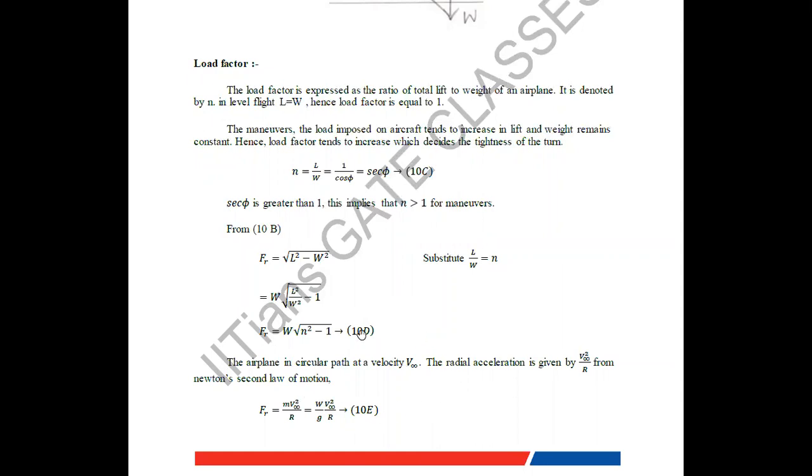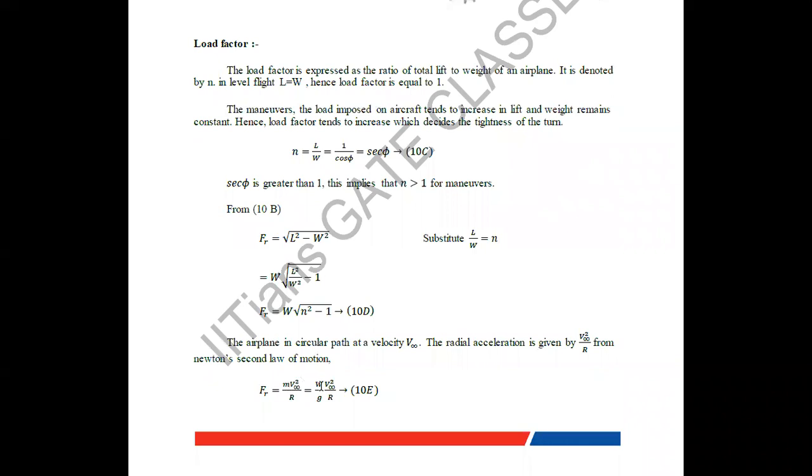Since we are going in a curved flight path, the radial acceleration is given by v square by r. From Newton's second law of motion, the resultant force is equal to mass into centripetal acceleration, that is your radial acceleration, v square by r. Mass can be written as weight divided by acceleration due to gravity. Because mass is given in kilogram, when we are converting in terms of weight, it is W by g into v square by r.